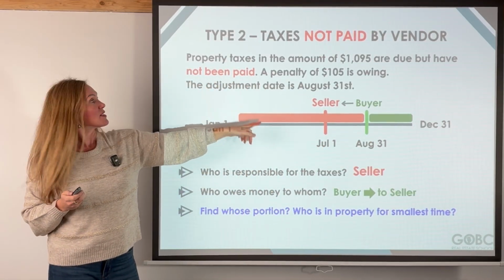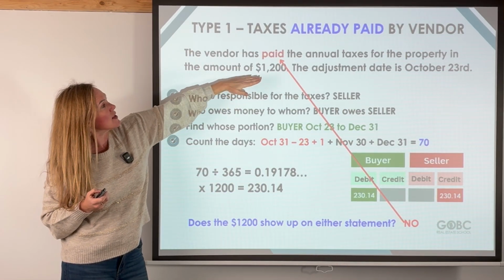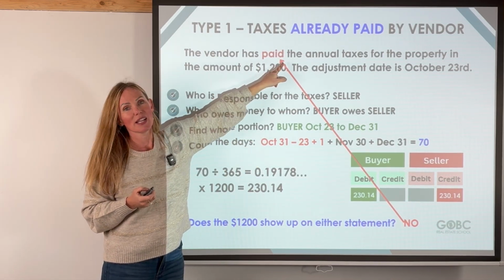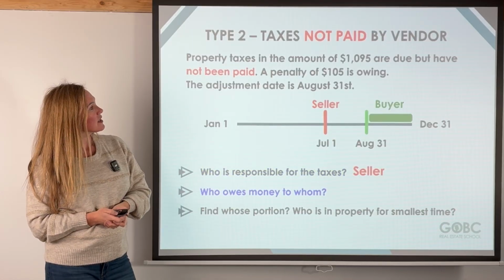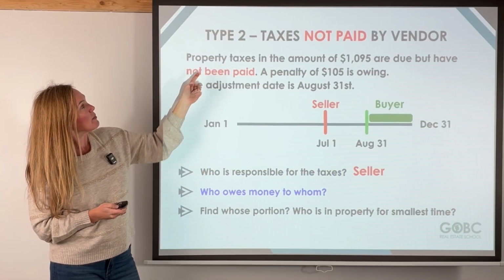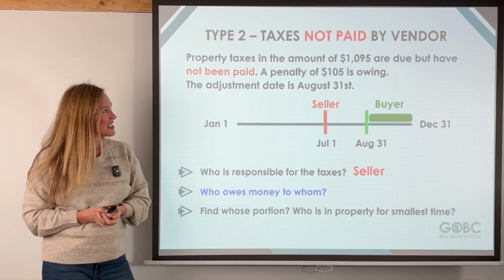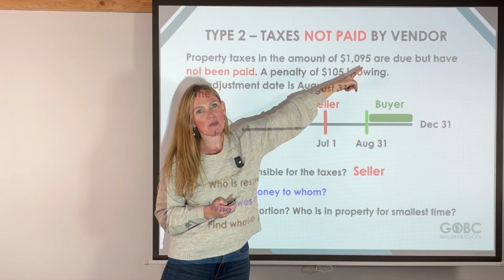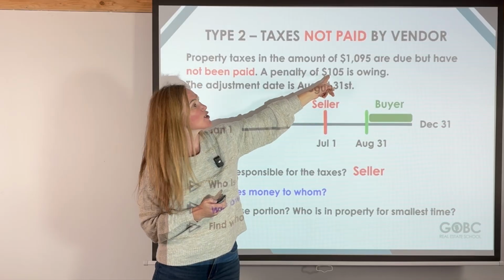But my question is, if I go back to the previous question, this $1,200 did not show up on the statement of adjustments because it's been what? It's been paid. But in this case, it's not paid. He went to Mexico. Is this 1095 going to show up on the statement of adjustments? Yes, it will.